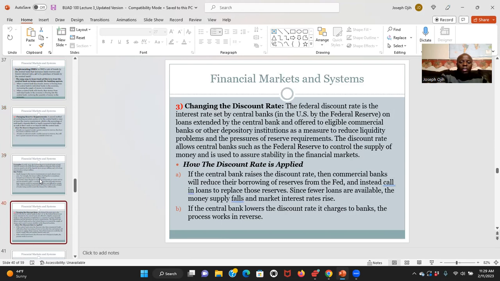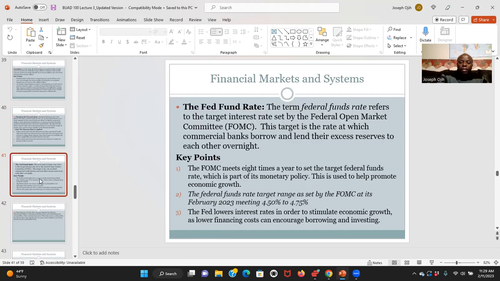So another one is discount rate. The federal discount rate is the interest rate that the Federal Reserve charges banks on loans that they extend to them. So if they raise the discount rate, that means that the commercial banks will reduce their borrowing of reserves and instead call in loans to replace those reserves. This again will reduce the amount of the money supply. If the central bank lowers the discount rate, it will increase the money supply.